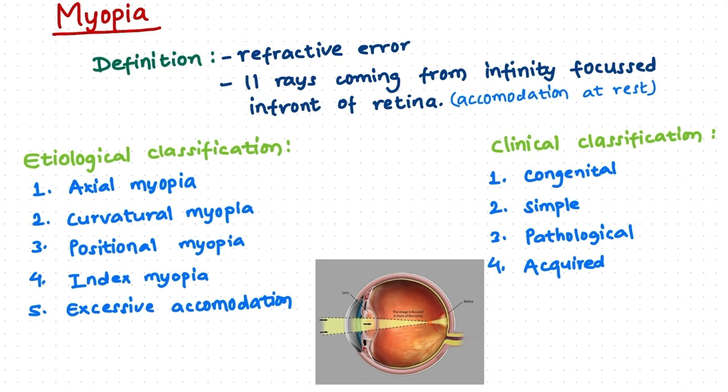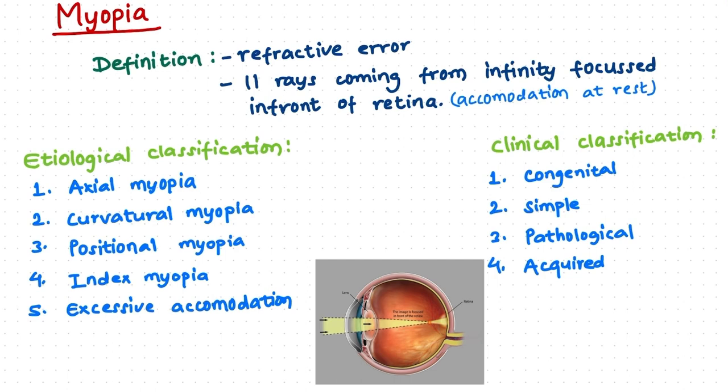So in a normal eye, those rays coming from infinity are focused exactly on the retina, but in myopia it is focused in front of the retina. So the patient of myopia has blurring of vision, right?